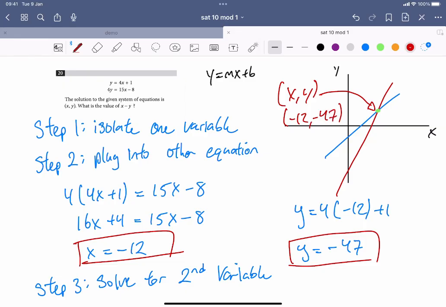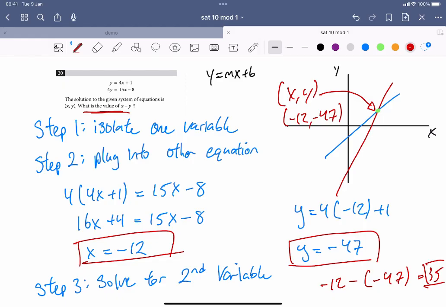Now this isn't our final answer because the question states, what is the value of x minus y? So we would do negative 12 minus negative 47. And this would be our final answer, which I think is 35. And this would be my final answer, 35.